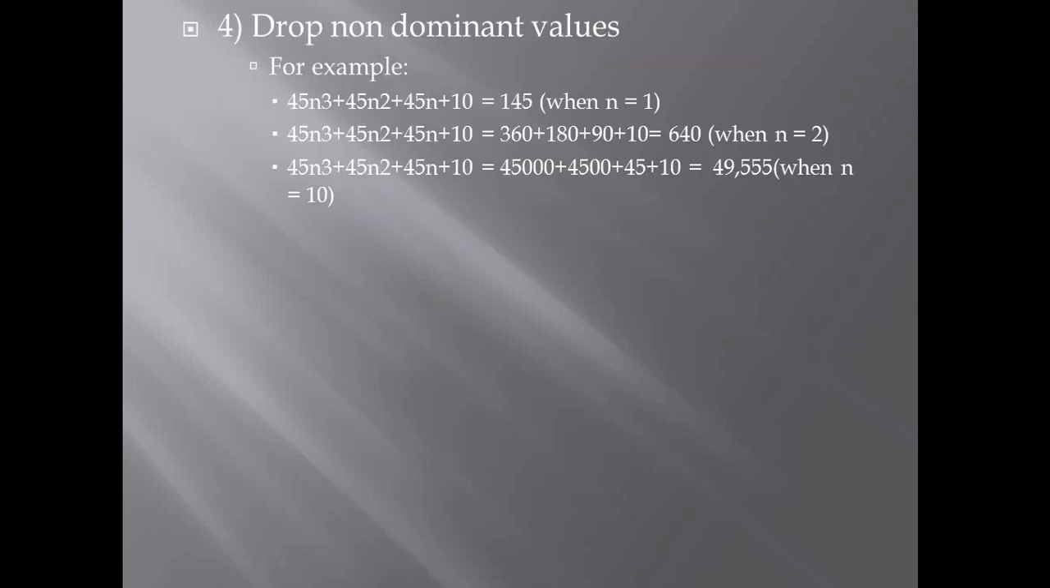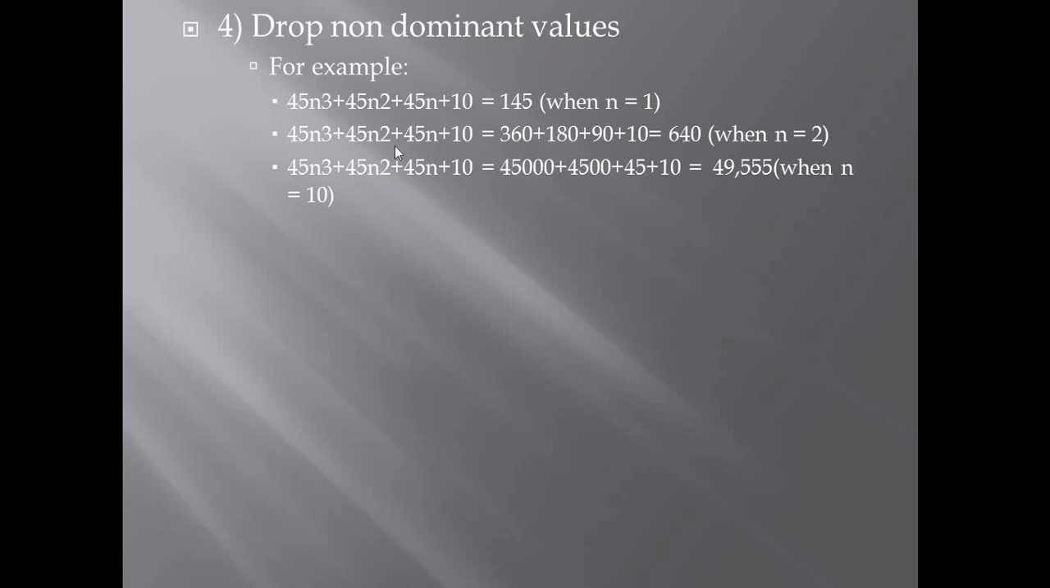The fourth one is drop non-dominant values. For example, 45n cube plus 45n square plus 45n plus 10: if n is 1, this would be 145. Going further, if n increases, if n is 2, then this value would be 640. If you just remove the last number over here, 10, which is the constant, it would be 630, which really doesn't matter.